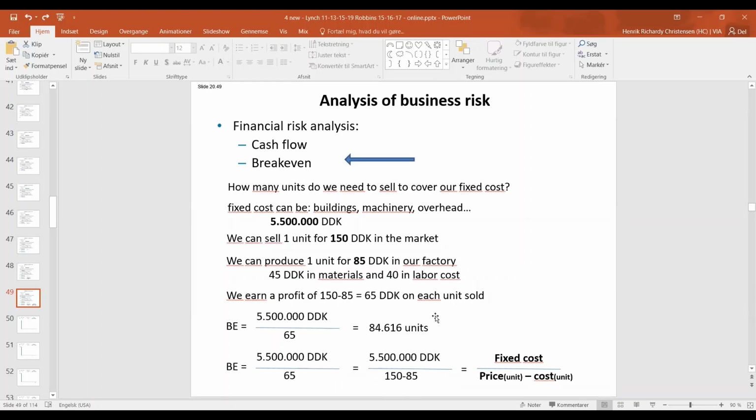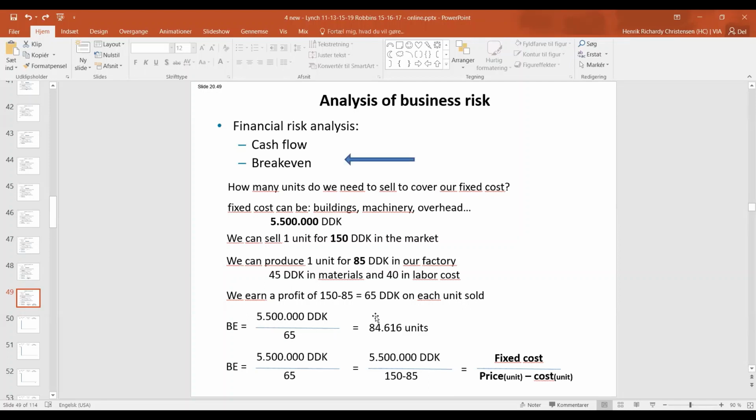Okay, what happens if the market price suddenly goes up? Then this one will go up. If this stays the same, then we will find that it might be 200 minus 85. That means we earn more per unit. That means we don't have to sell as many units as we did before.